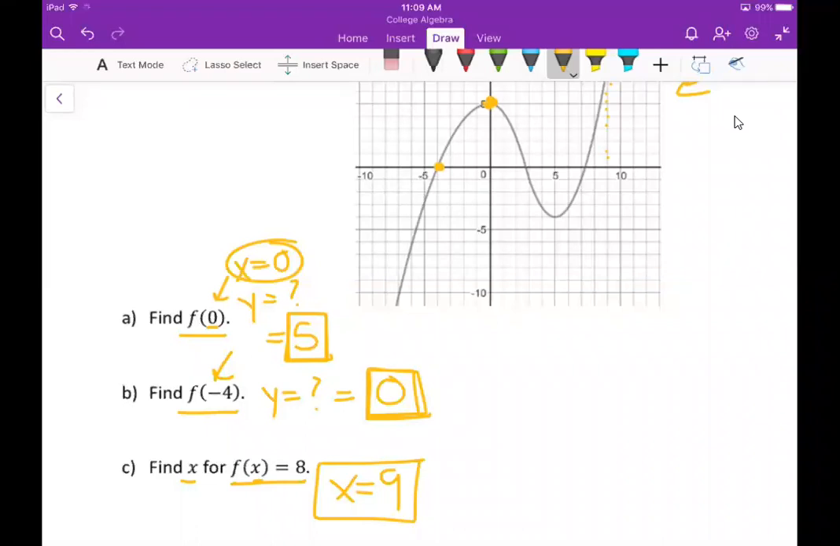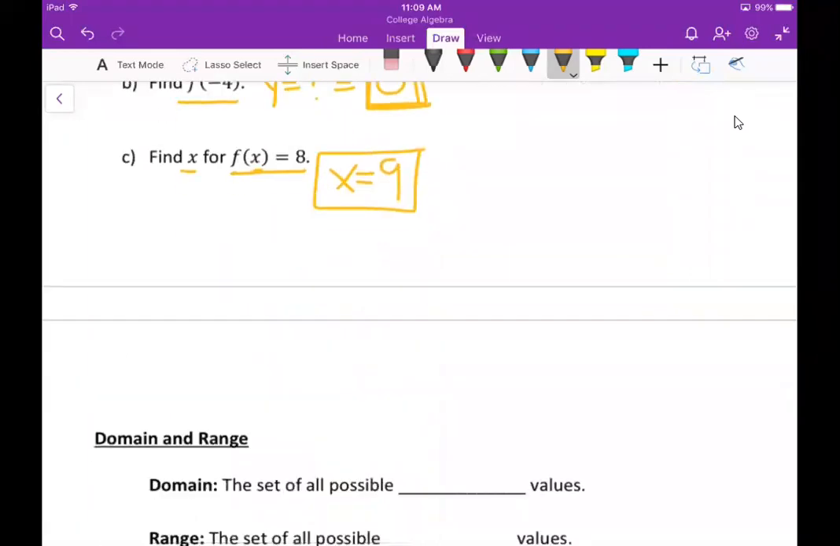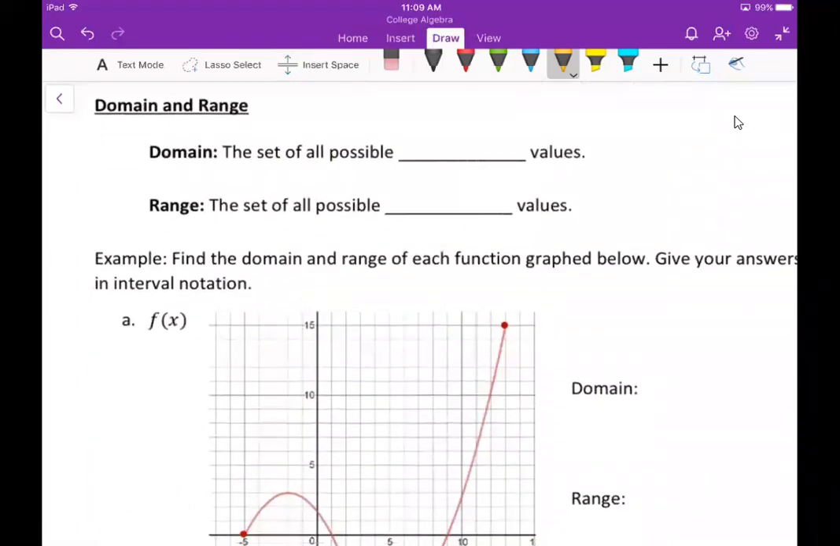Now might be a good time to pause, take a little break. We're going to switch gears and talk about the last topic, which is domain and range.